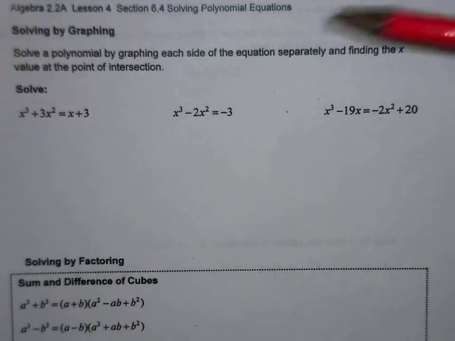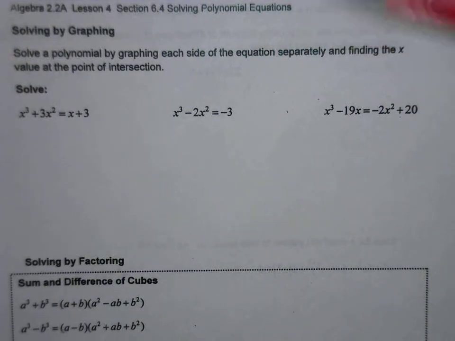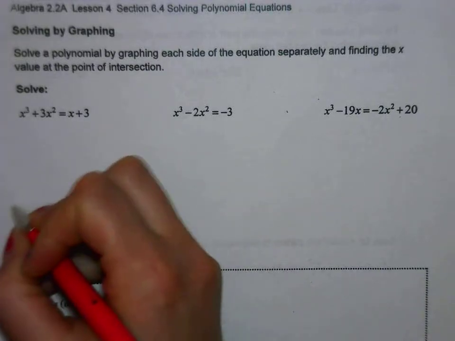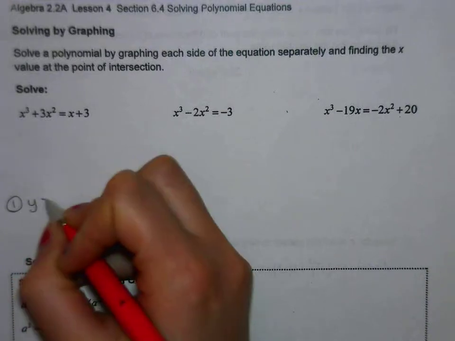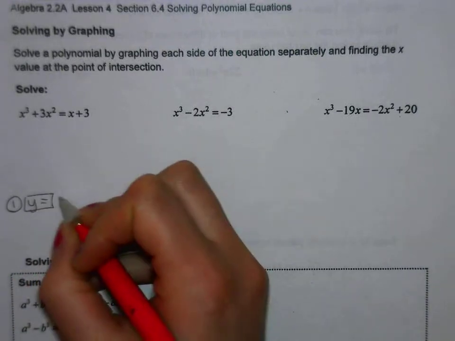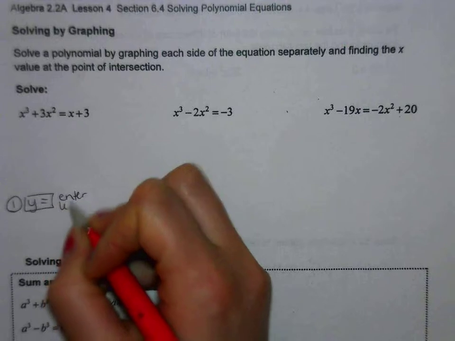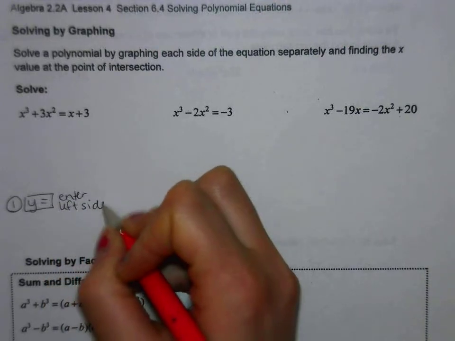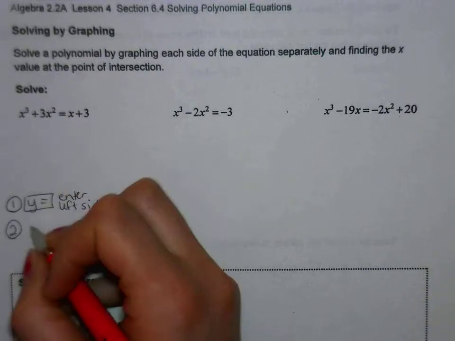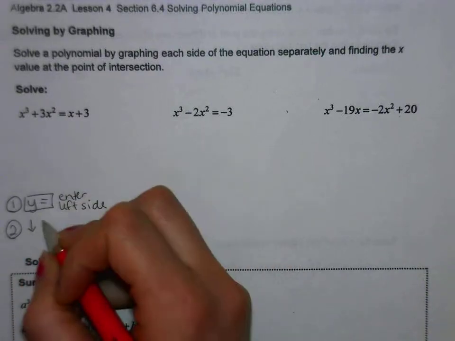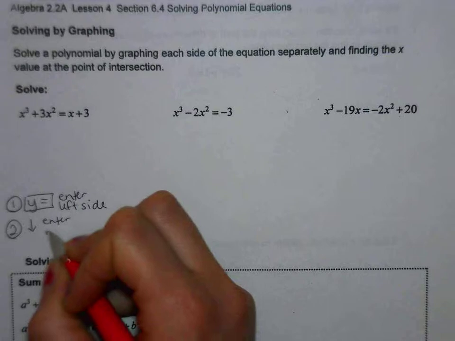Today we are going to be looking at how to solve polynomial equations, and we're going to be looking at how to solve them by graphing. So first let's look at the steps. First step is to hit y equals on our calculator and enter the left side of the equation. So for instance, this would be the left side. Step 2, stay on that screen but go down a space and enter the right side.